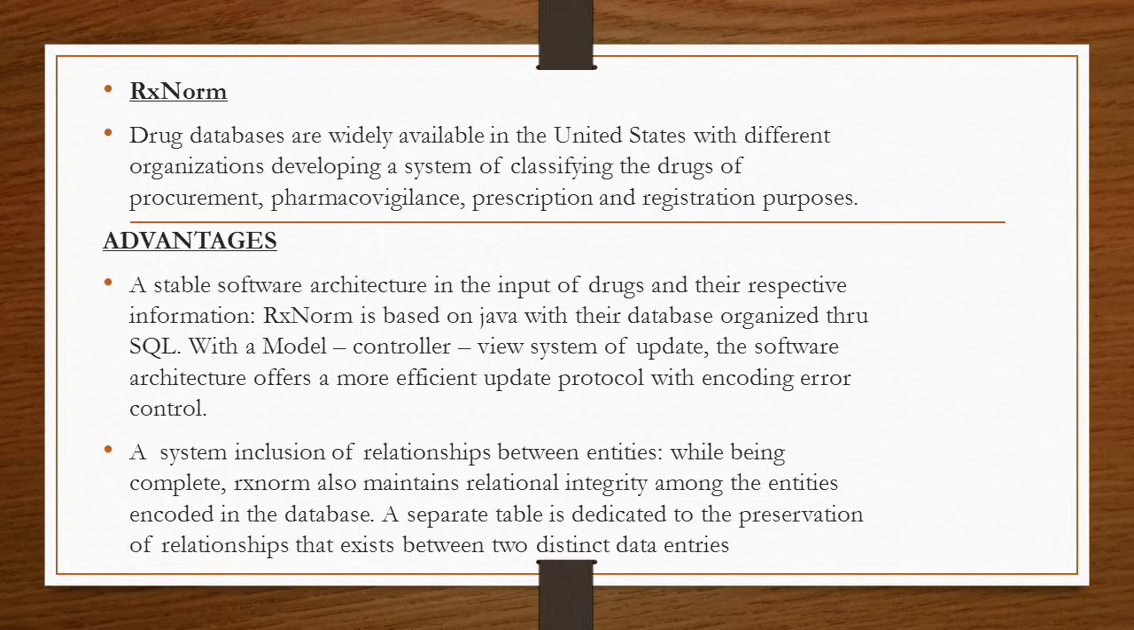Advantages are: first, a stable software architecture in the input of drugs and their respective information. RxNorm is based on Java with its database organized through SQL. With a model-controller-view system of update, the software architecture offers a more efficient update protocol with encoding error control. Second, a systematic inclusion of relationships between entities. While being complete, RxNorm also maintains relational integrity among the entities encoded in the database. A separate table is dedicated to the preservation of relationships that exist between two distinct data entries.